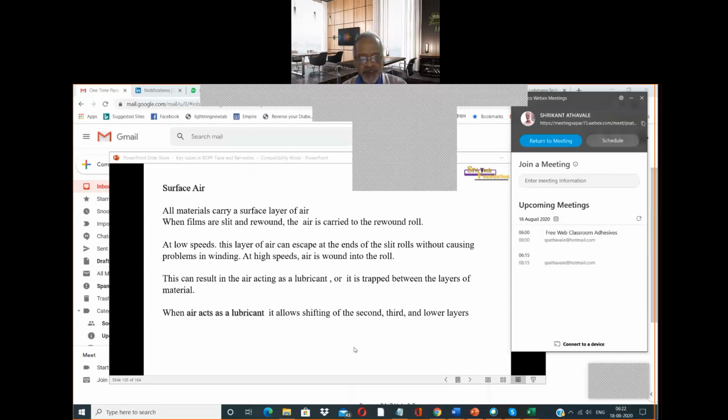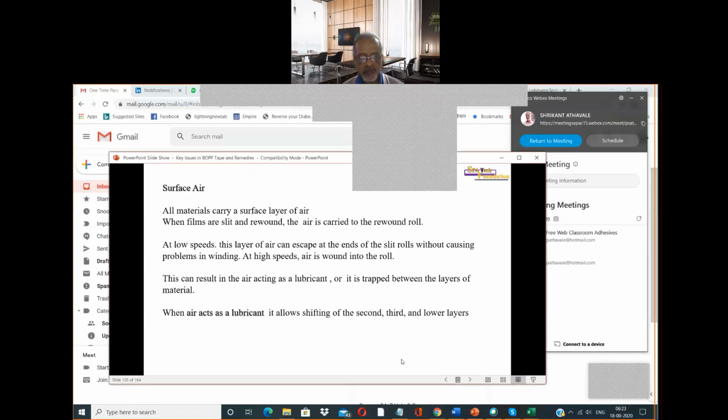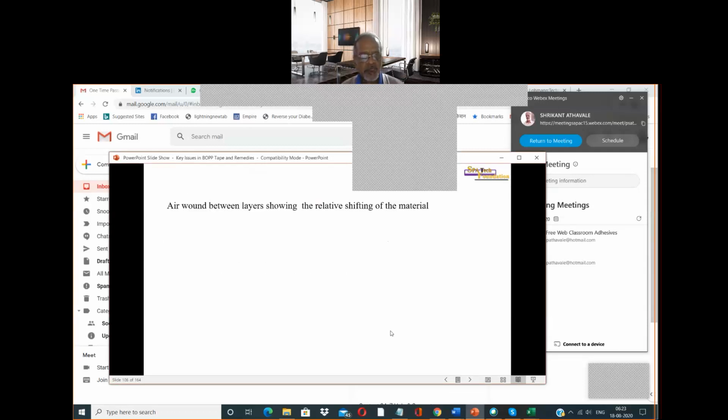This can result in the air acting as a lubricant, or it is trapped between the layers of materials. When air acts as a lubricant, it allows shifting of the second, third, and lower layers. Air bond between layers showing the relative shifting of the material.